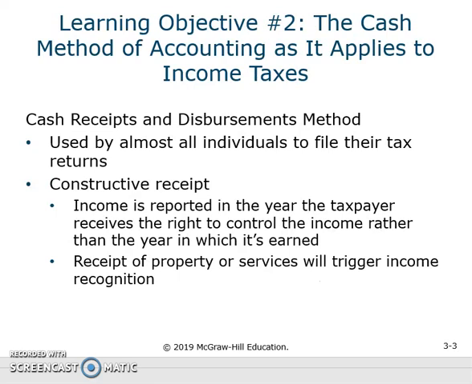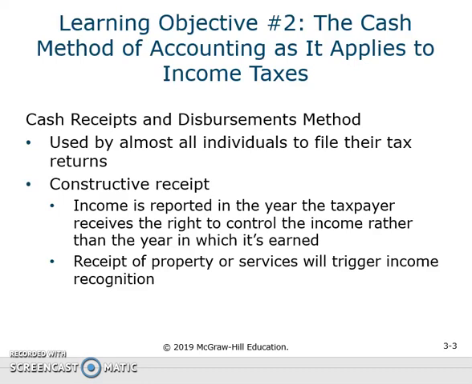The cash receipts and disbursements method is used by almost all individuals when they file their tax returns. The constructive receipt principle states that income should be reported in the year that the taxpayer receives the right to control the income rather than in the year that it is earned. Receipt of property or services will trigger income recognition.